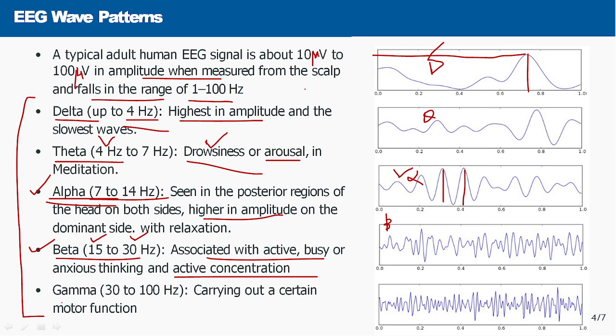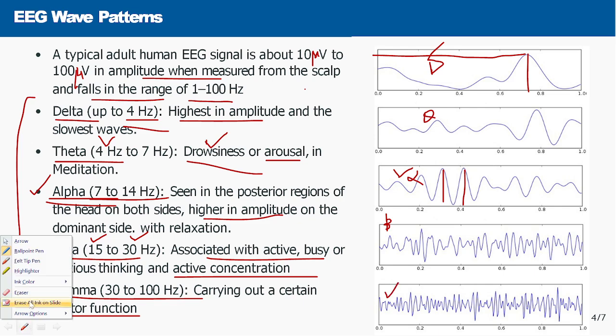The next one is gamma. Gamma wave is from 30 to 100 hertz. You mark the frequency is so high, and it is associated with certain motor functions. When some motor activity is going on and the nervous system is active, then these gamma waves are generated and captured.